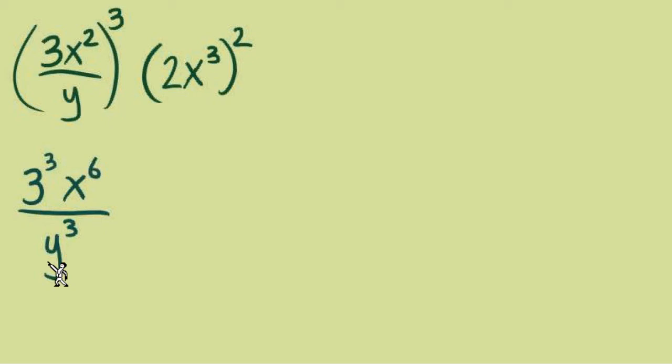So far, so good. This set of parentheses, we have an exponent of 2 that we are working in. That's giving us 2 to the power of 2 and x to the power of 6. Remember, when we're working these exponents outside of parentheses, that's the multiply. And then when we get to this step here, that's when we add.